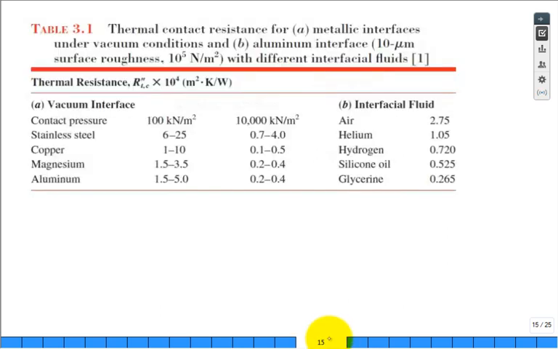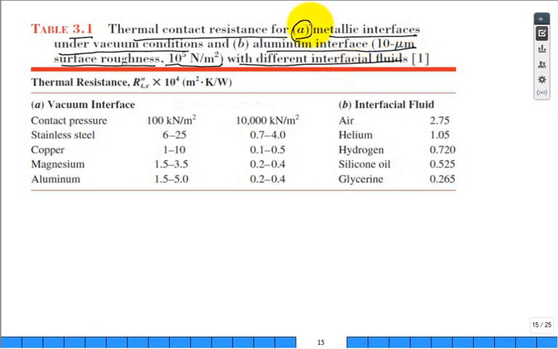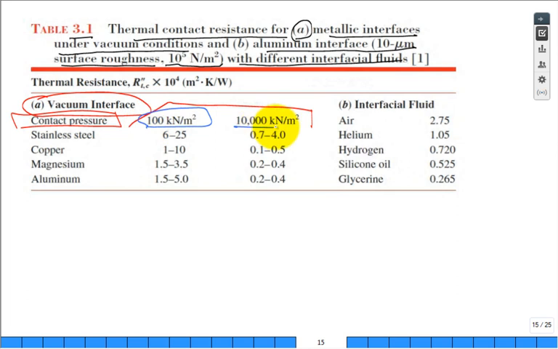So here's a table. And they give you, let's kind of read it. It's table 3.1, thermal contact resistance, and then they have metallic interfaces under vacuum condition or aluminum interface with 10 micron surface roughness and 10 to the 5th Newton per meter squared with different interfacial fluids. So I think we can understand A. A is vacuum condition. That's all of this. But what did they do here? They introduced a contact pressure. So this is a little confusing. This is a contact pressure and this is a contact pressure. Which is a higher contact pressure?